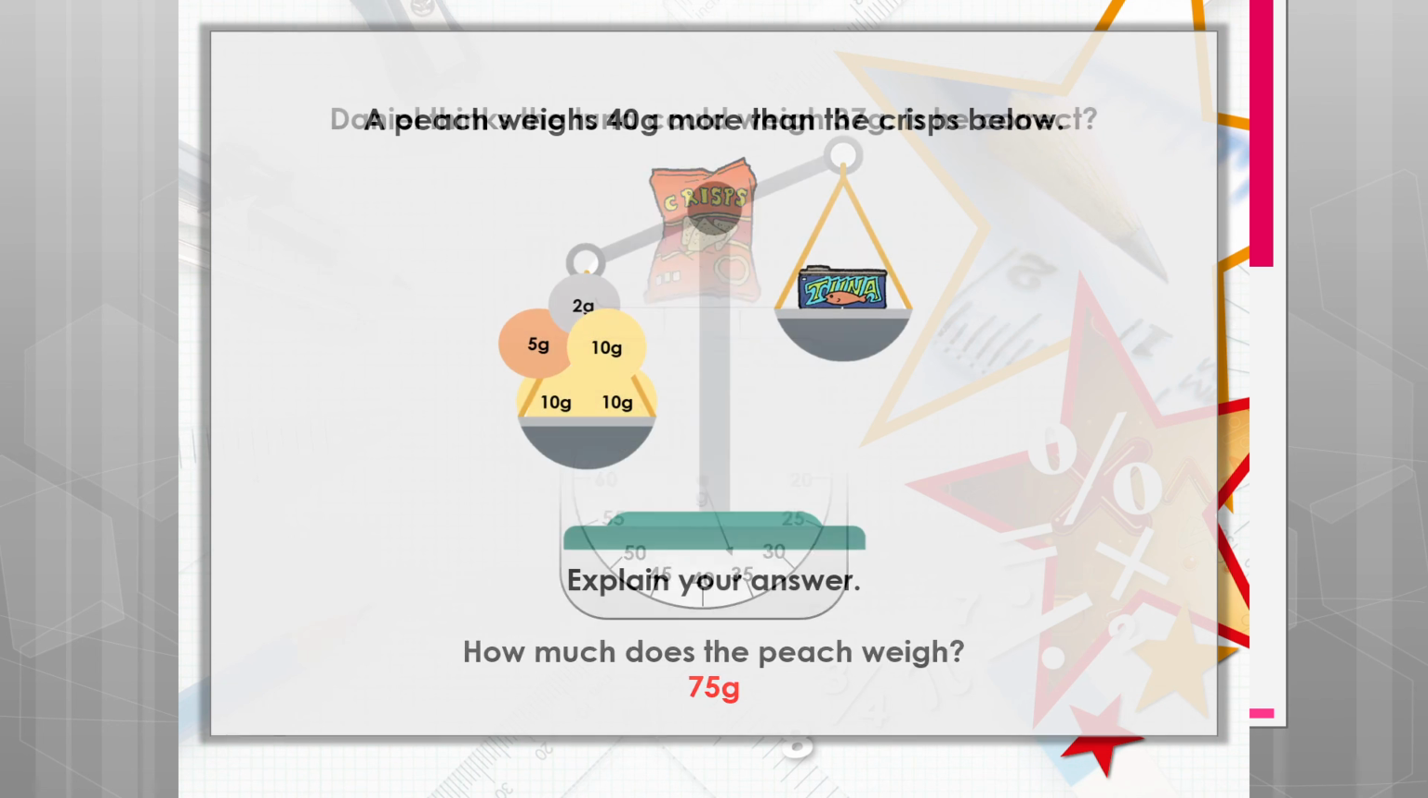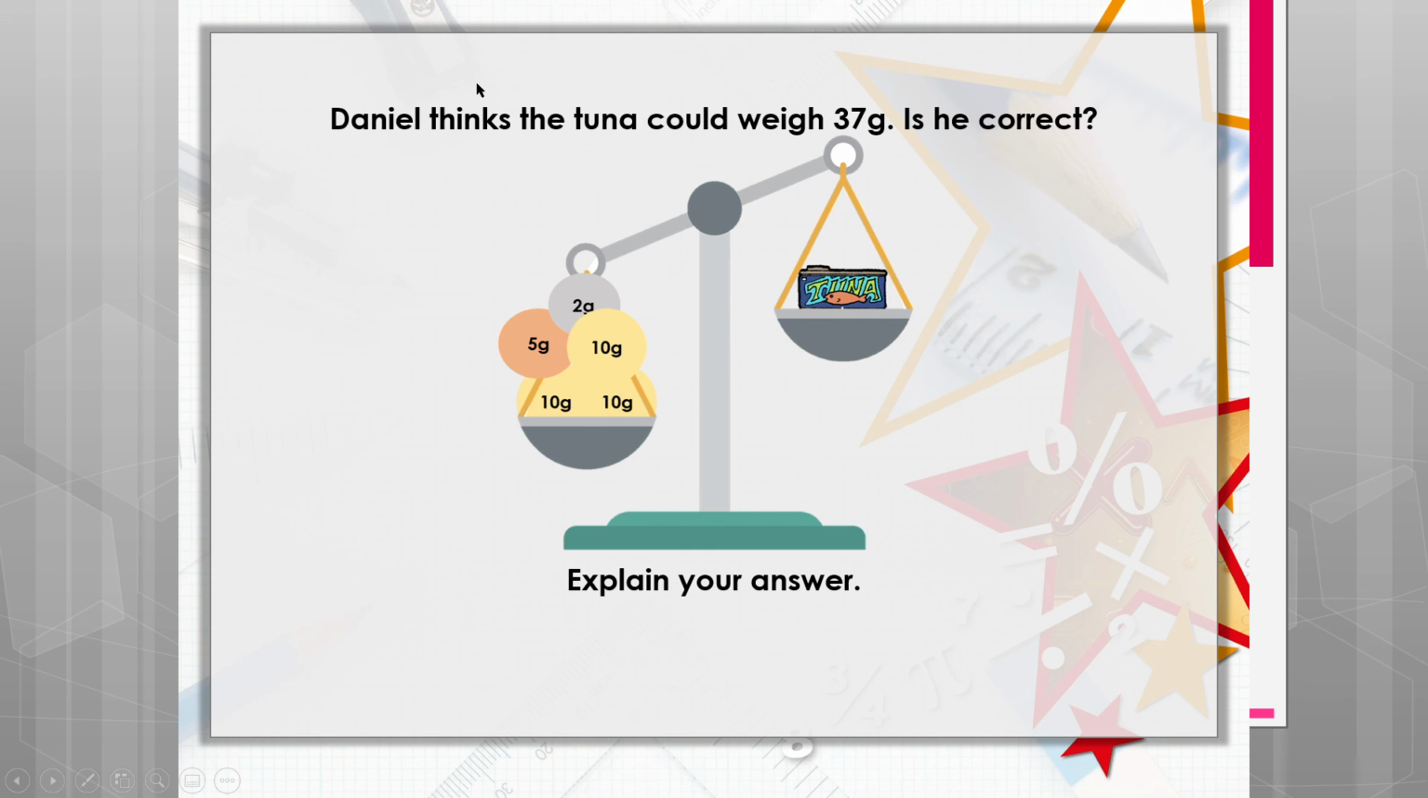Okay, next question. Here it says that Daniel thinks the tuna could weigh 37 grams. Is he correct? Explain your answer. To answer this question, first of all, count how many are these. So 2 grams plus 10 grams plus 10 grams plus 10 grams plus 5 grams. Count them all, and then look at the scale. See which one is heavier and which one is lighter, and then see if Daniel is correct. You can pause the video if you need more time thinking.